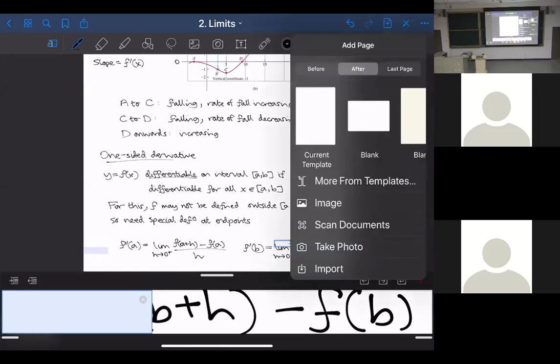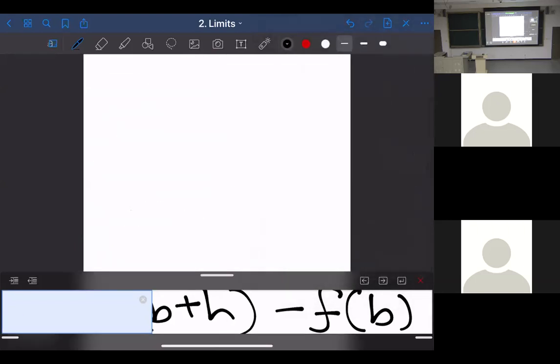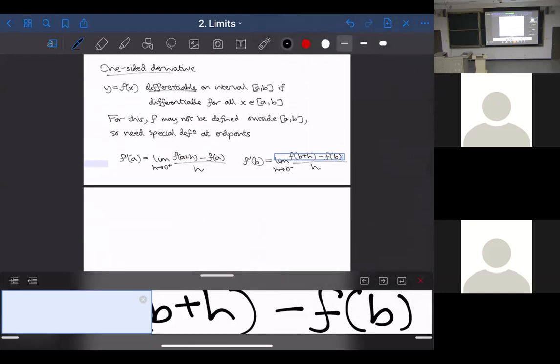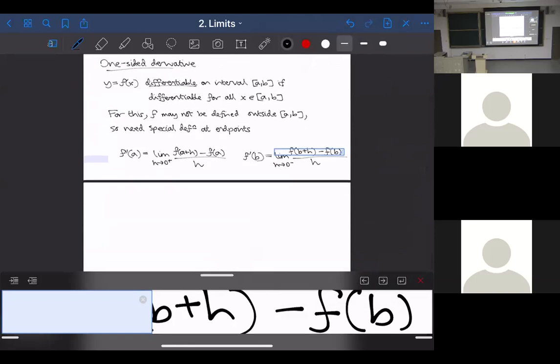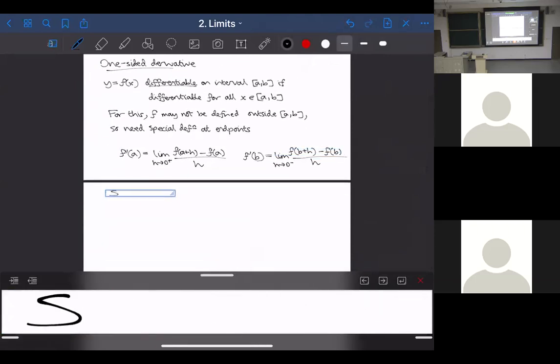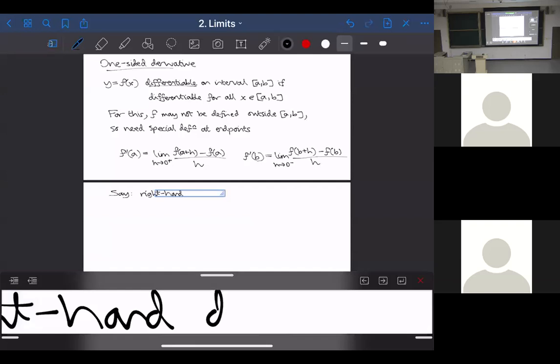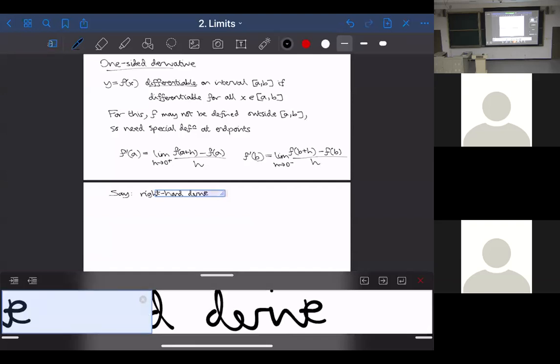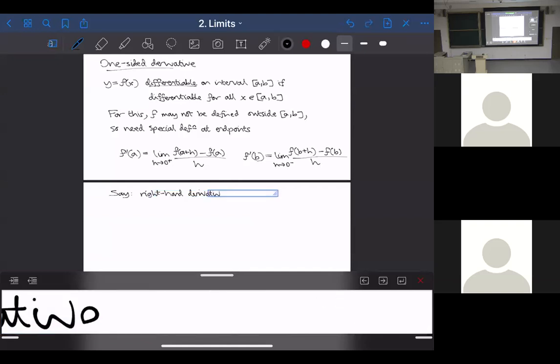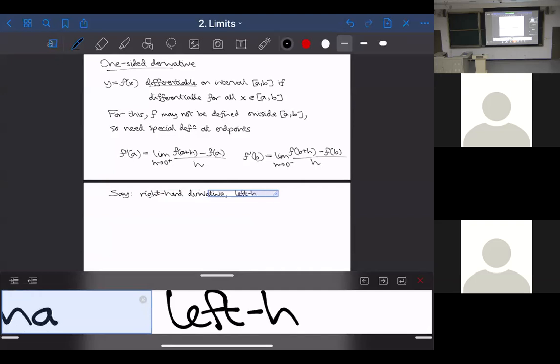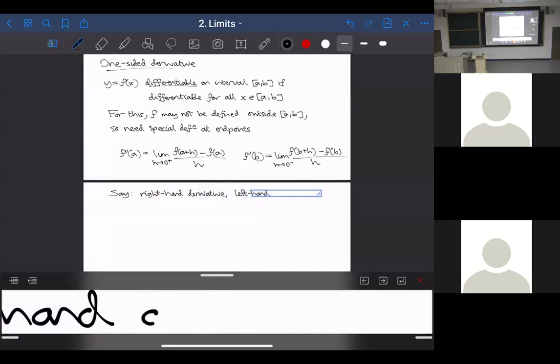So these one-sided derivatives are also useful for checking if derivatives exist. So we say the right-hand derivative and the left-hand derivative.